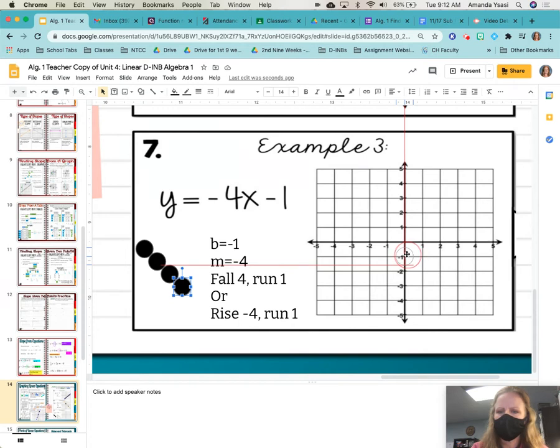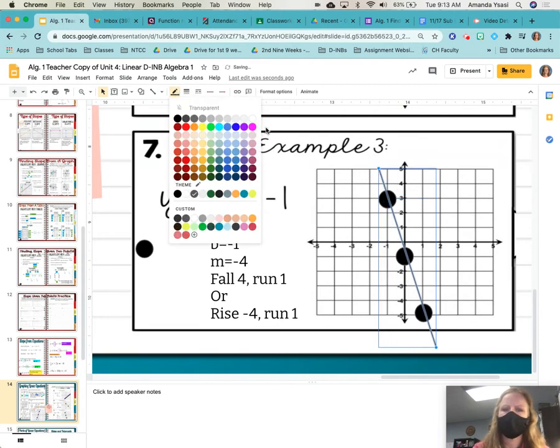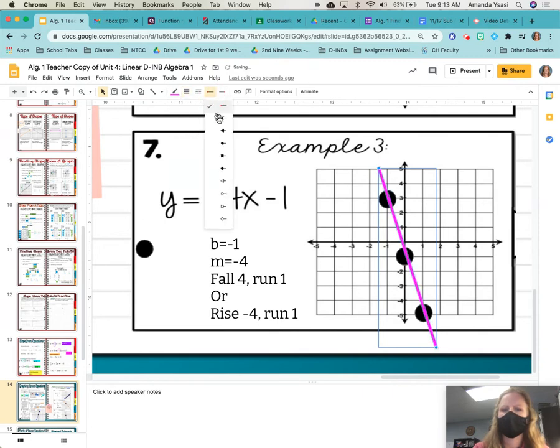So our y-intercept is at -1. From the y-intercept, I'm going to grab another point. I'm going to go down 4, run 1. 1, 2, 3, 4, run 1. I need another point if I can. So I'm going to grab another point. Instead of going down 4, right 1, what can I do from our y-intercept? Up 4, left 1. So 1, 2, 3, 4, left 1. So connect your points using the line tool. Color your line. Make it a little thicker and put arrows on the end.